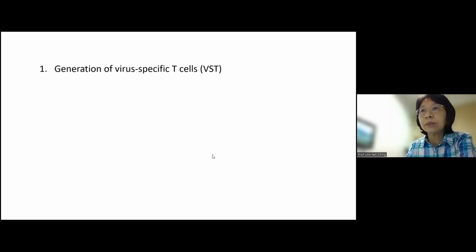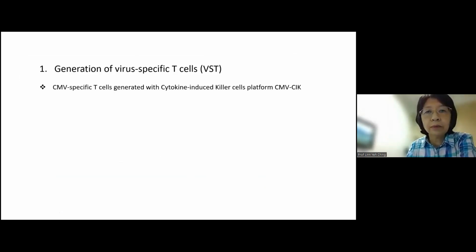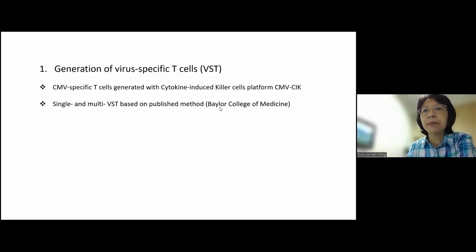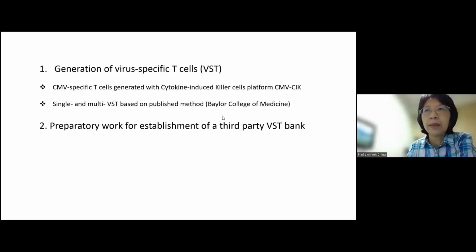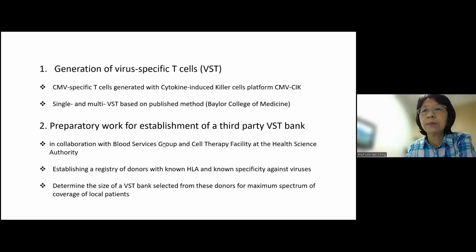Okay, so with this background, I now present our work in the generation of VST. We have grown VST against CMV using our CIK method, and VST against other viruses using the method published by the Baylor group. And I will elaborate on our preparatory work for establishment of a third-party VST bank, including consideration of the bank size.